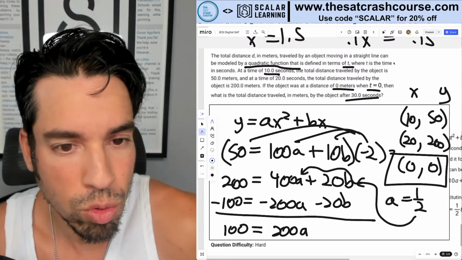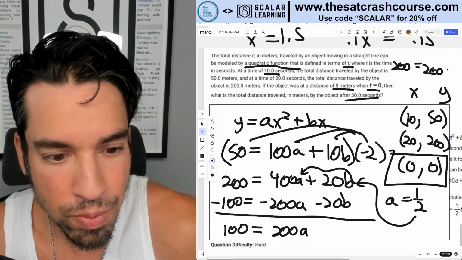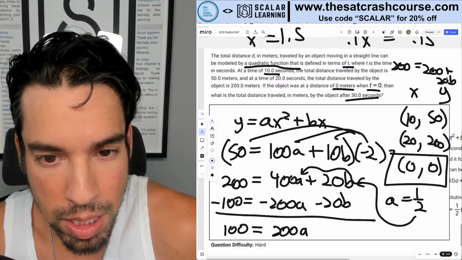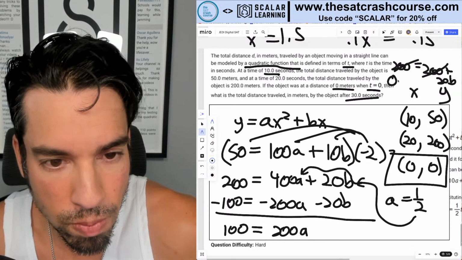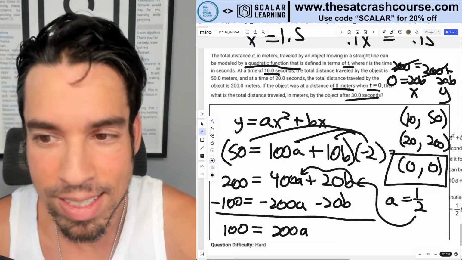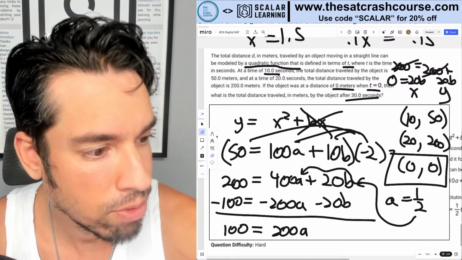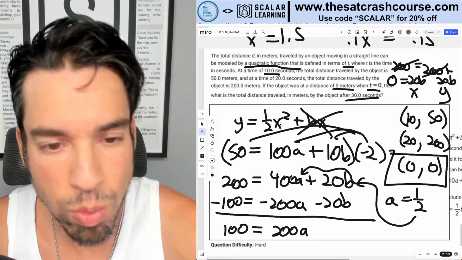So then 200 equals half of 400, which is 200, plus 20b. These are going to cancel out to be 0. 0 equals 20b, which means b is 0. So we got a very nice, easy equation. Goodbye b. A is 1/2. And there we go. Y equals 1/2 x squared.